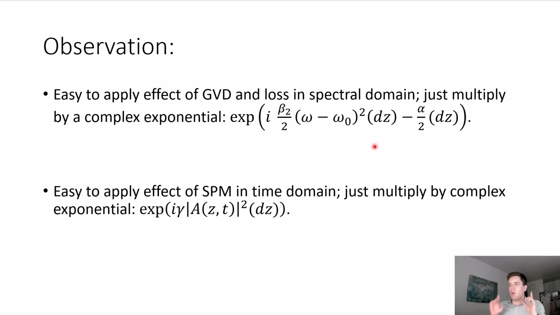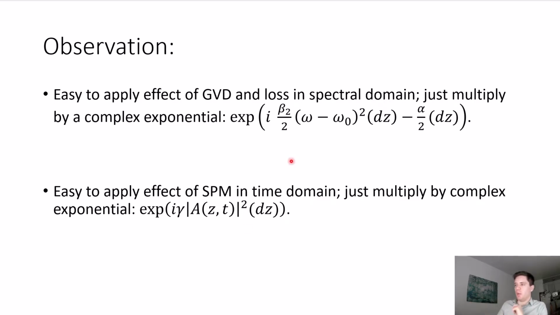An observation we can make is that it's very easy to apply the effect of group velocity dispersion as well as loss inside of the spectral domain, because all we need to do is multiply by a complex exponential, like so. Whereas it's also very easy to apply the effect of self-phase modulation in the time domain, because we just need to apply this complex exponential right here in order to compute the effect of shifting the pulse forward by dz. However, computing dispersion in the time domain requires us to take that second derivative in time, whereas computing self-phase modulation in the spectral domain will require us to do a convolution, which is kind of an expensive or complicated operation.